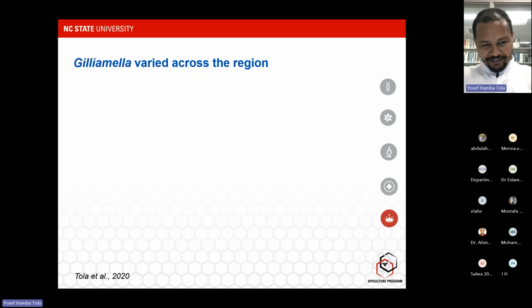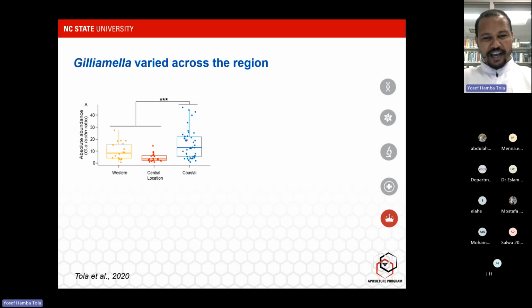However, when we look at one of the species, the most dominant one, the Gilliamella genus, it varied across the regions. We did absolute quantification from the same samples, and we found that the Gilliamella abundance is highly abundant in the coastal region when we compare with the central location and the western.